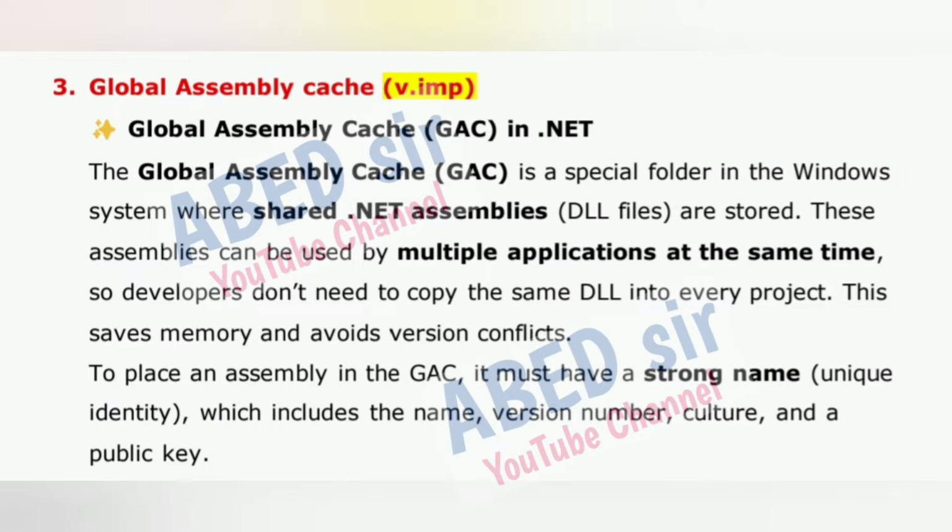Next important question is: 3. Global Assembly Cache (GAC) in .NET. The Global Assembly Cache (GAC) is a special folder in the Windows system where shared .NET assemblies (DLL) files are stored. These assemblies can be used by multiple applications at the same time, so developers don't need to copy the same DLL into every project. This saves memory and avoids version conflicts. To place an assembly in the GAC, it must have a strong name, unique identity, which includes the name, version number, culture, and a public key.